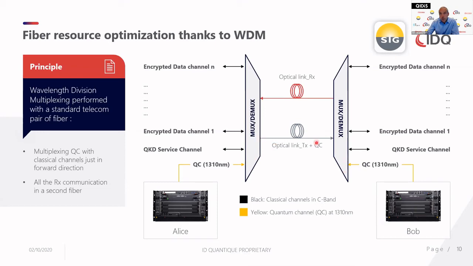So we use the TX fiber to add the quantum channel. And on the RX side, there is only classical communication going through. So you can use standard WDM devices to implement that. We have implemented it with SIG as well. So this is a proven method, let's say, to roll out quantum key distribution.